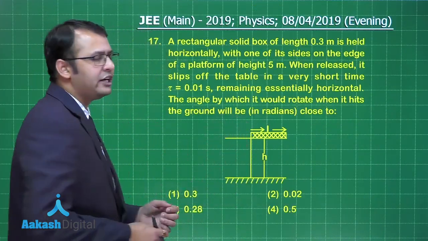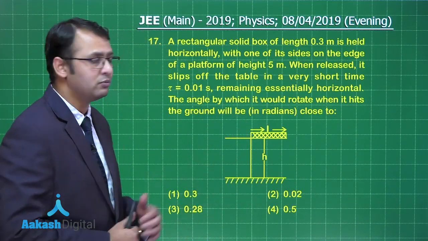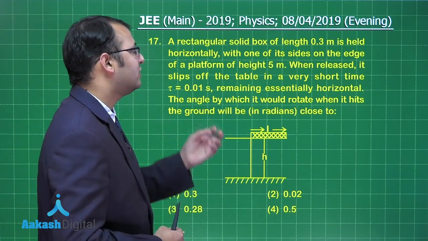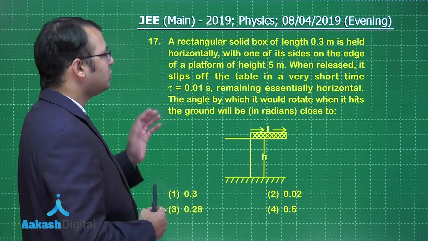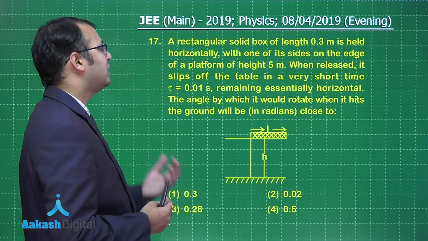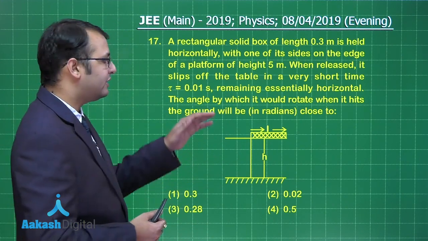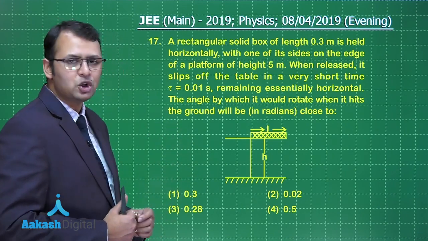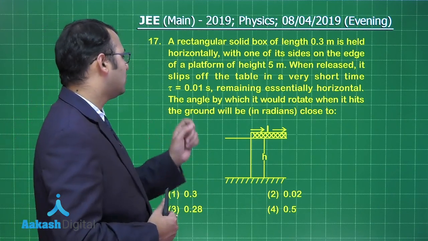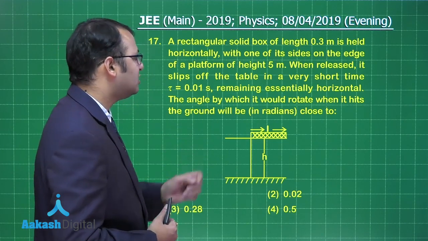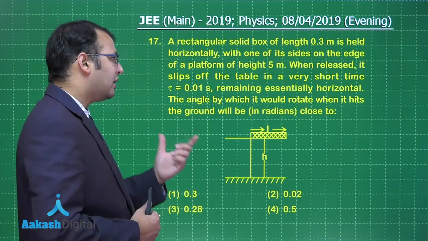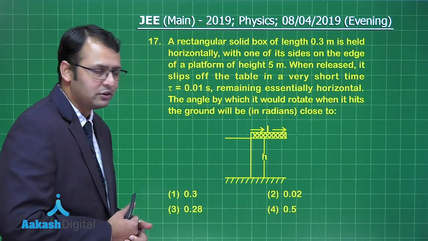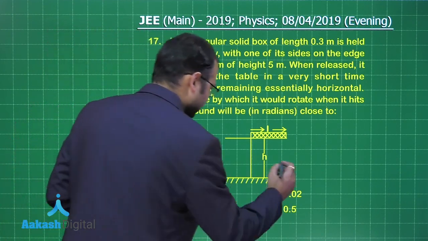Now the question you see here belongs to the section of mechanics from the chapter rotational motion. A rectangular solid box of length 0.3 meter is held horizontally with one of its sides on the edge of a platform which is 5 meter height. When released, it slips off the table in a very short time of 0.01 second, remaining essentially horizontal. The angle by which it would rotate when it hits the ground will be. So it's a pretty tricky question.